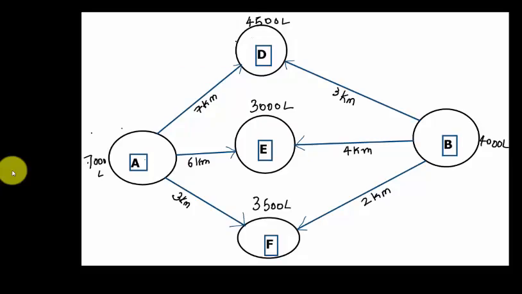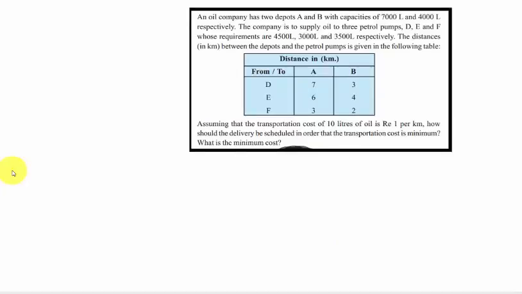Perfect. Now I've been provided with information. What it says here is that if I'm transporting 10 liters for 1 kilometer, then I'll be charged 1 rupee. So for 1 liter, the transportation cost is simply going to be equal to 1 over 10 rupees. Correct? For 1 liter for 1 kilometer, that's simply equal to 0.1 rupees. That is for transporting 1 liter of oil for 1 kilometer.